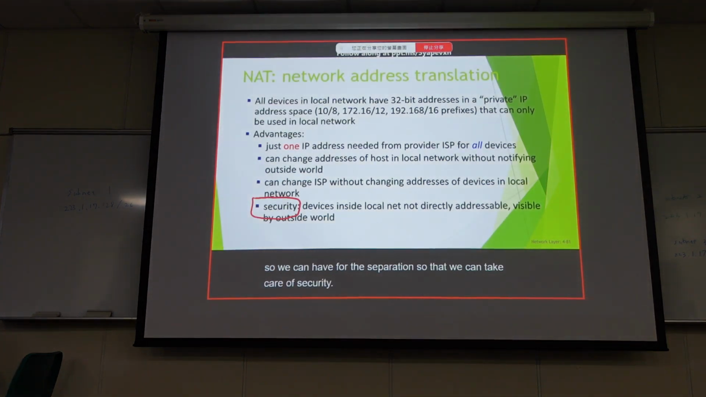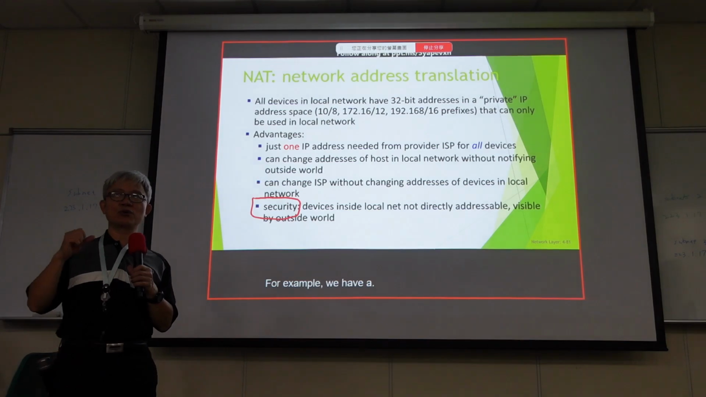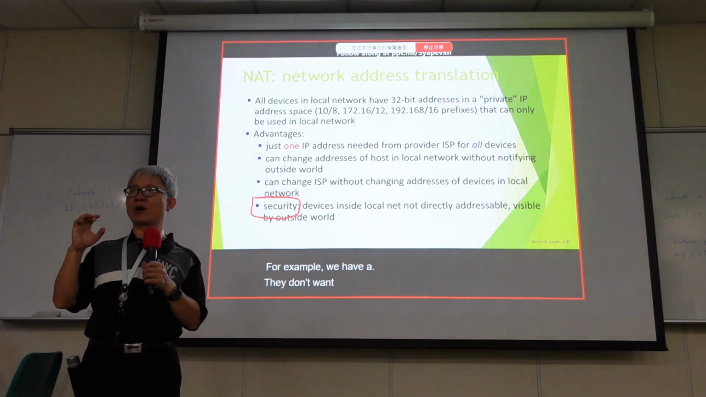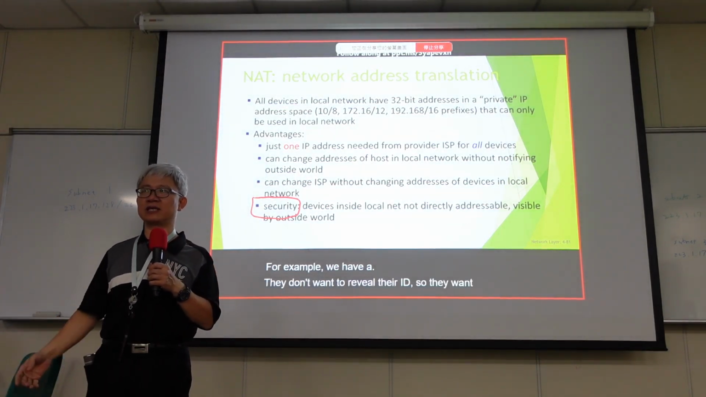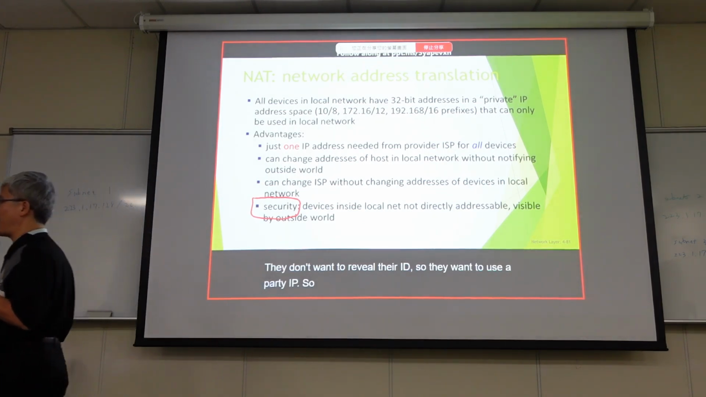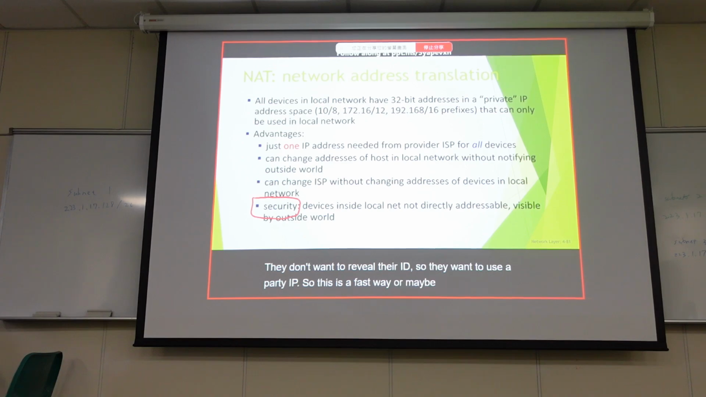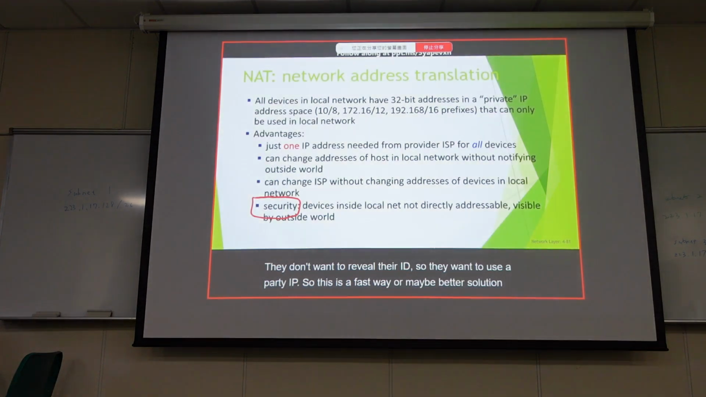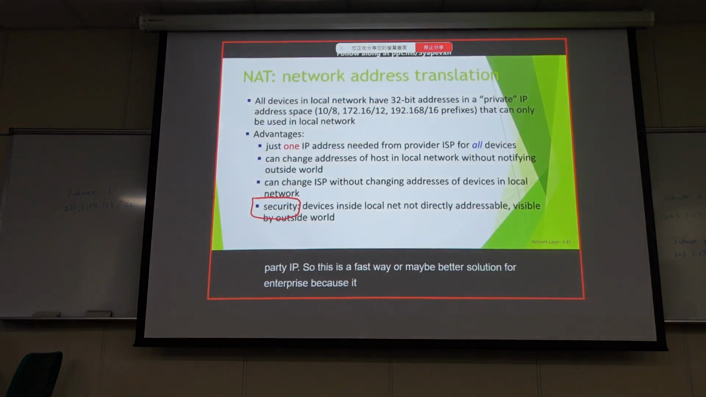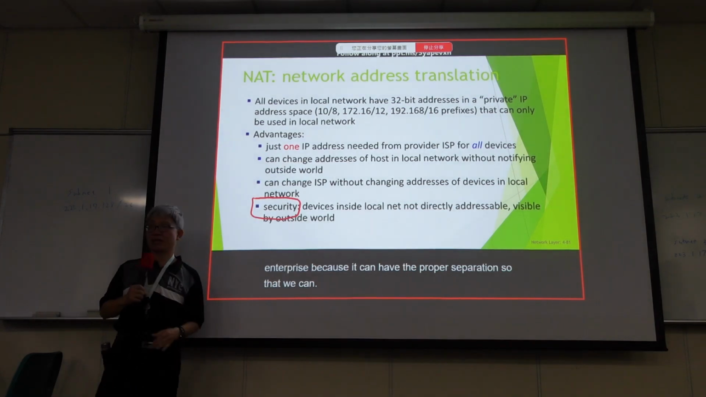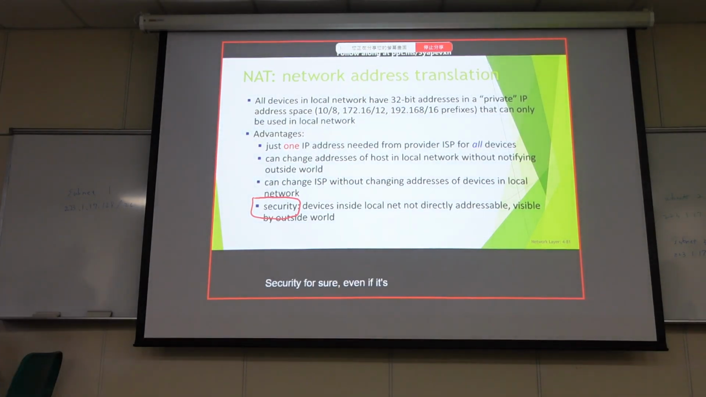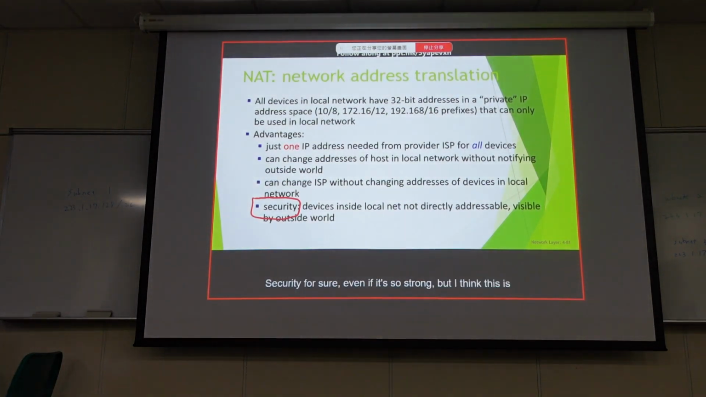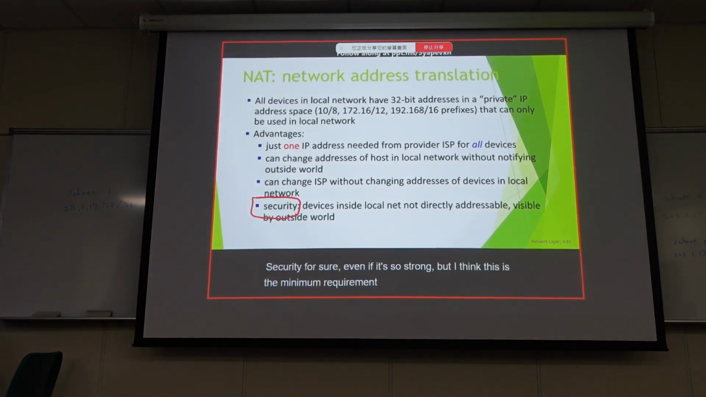For example, we have a company. A company doesn't want to reveal its IP, so it wants to use a private IP. So this is the best way, or at least a better solution, for the enterprise. Because it provides proper separation so that we can take care of security. Even if it's not so strong, at least this is a minimum requirement for security. So of course we expect to apply NAT.